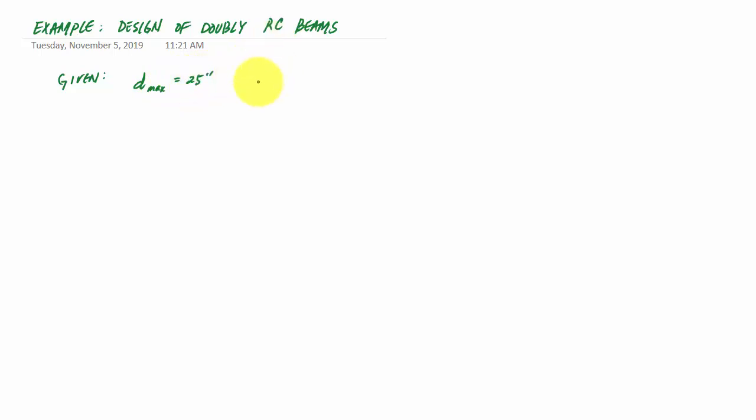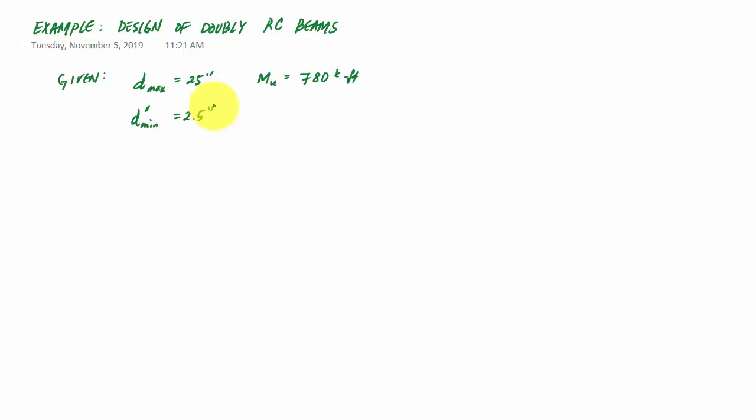We did a structural analysis and found the required moment strength. That's a weird number, let's just go with 780 kip-feet. Is that okay? And then we're told we have to have a minimum depth, d min prime, for the compression steel of 2.5 inches.